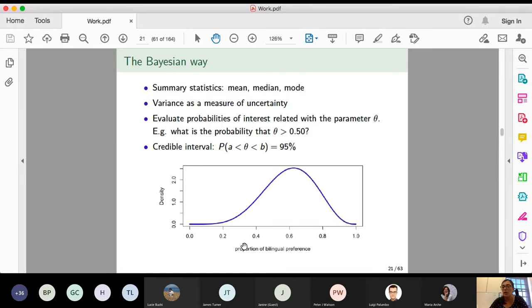You can also look at the numerical summaries of the distribution, such as the mean, the median, the mode. You can look at the variance, and you can compute any probability that you want, if you know the distribution of a random variable.